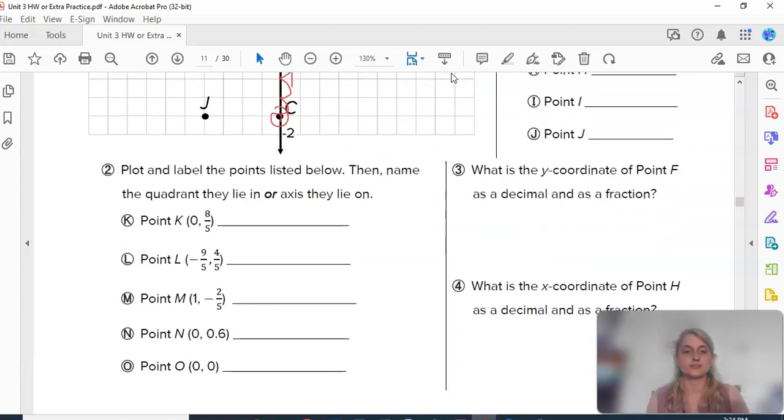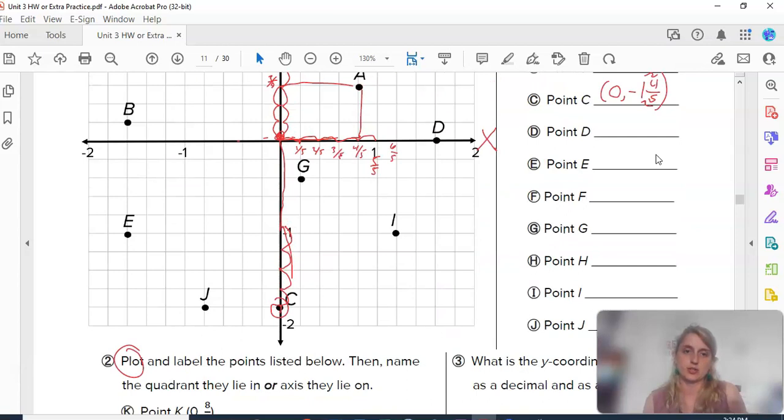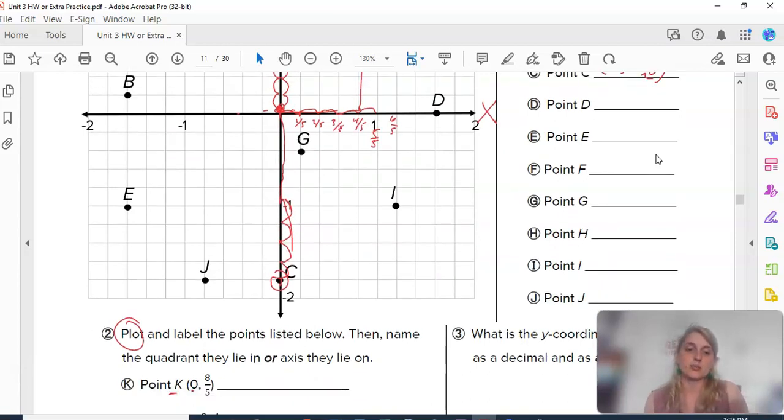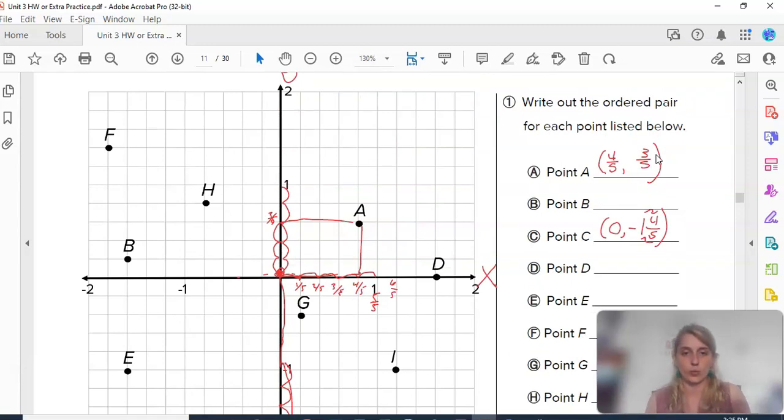Scrolling down further. We're plotting. That means drawing a dot and labeling them on the graph. So here's point K. It is at 0, okay, so starting at my origin, I'm going nowhere to the left or the right, 0 spaces. And then I'm going to +8/5. Okay, I know that 1 whole is 5/5, 6/5, 7/5, 8/5.